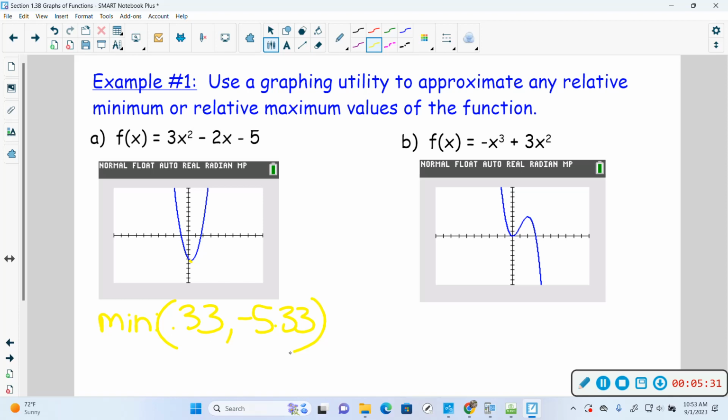So on these problems on your homework, your calculator is going to do every single thing for you. And again, you could have both a max and a min. You might have 2 minimums. You might have 2 maximums. Just depends on the picture. This one we have both.